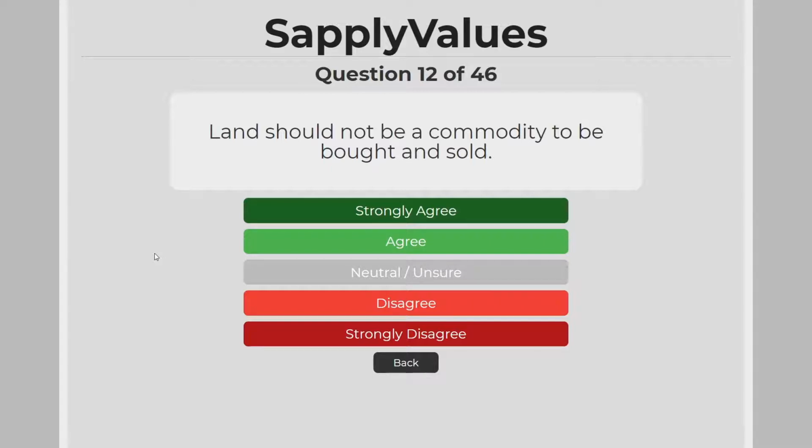Land should not be a commodity to be bought and sold. I would strongly disagree with this one. I think that land can be a commodity that's bought and sold, at least in the United States it is. Now, is it the best thing to be bought and sold? It seems like you gain a lot of power when you have land, but at least for the United States, it's something that we've done ever since the creation of this country. So I would say, yeah, it should be a commodity that's bought and sold. So I would strongly disagree.